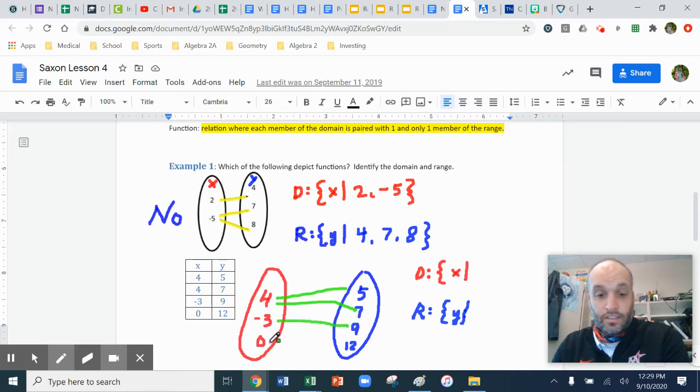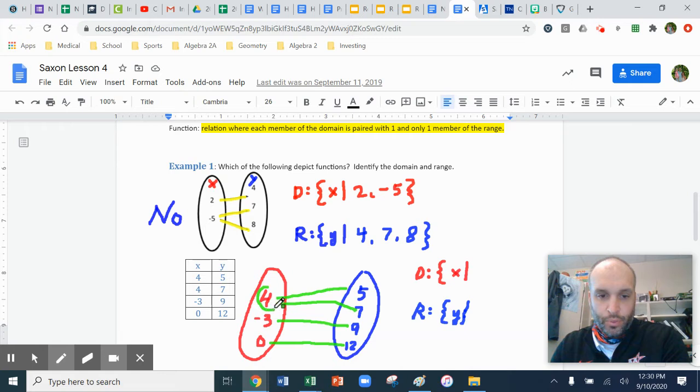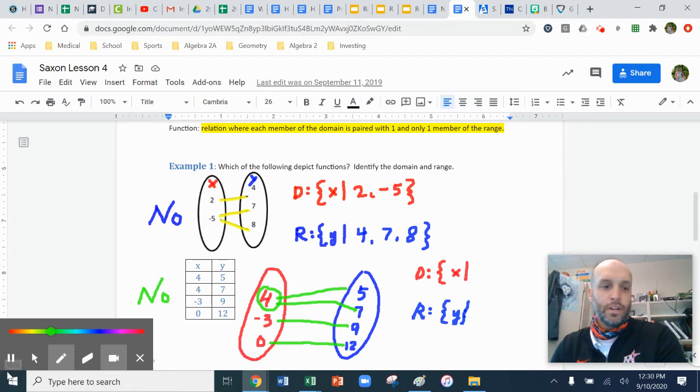-3 is paired with the 9. 0 is paired with the 12. If we look right here, since the 4 maps with the 5 and the 7, 4 is paired with the 5, 4 is paired with the 7, this also is no function. Then the last thing we do is we can write in our domain values for the X's, our range values for the Y's to complete our problem.